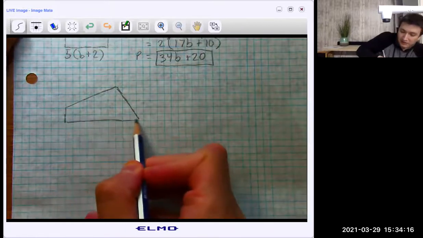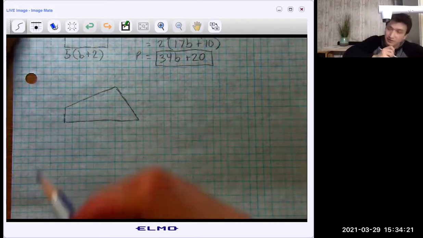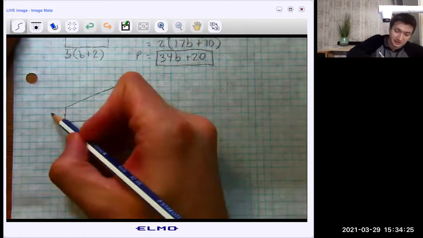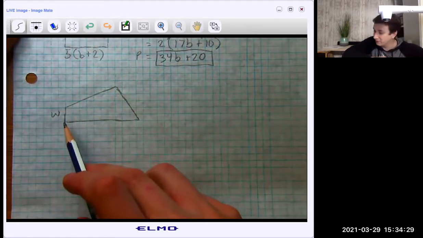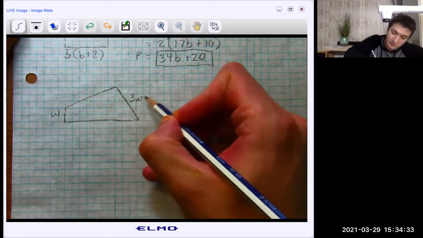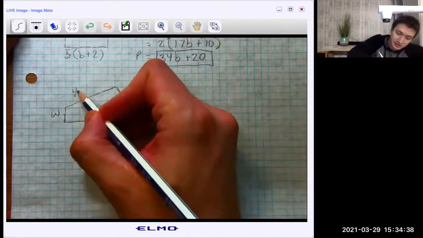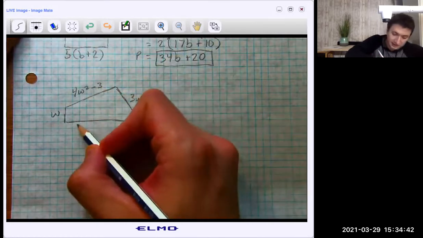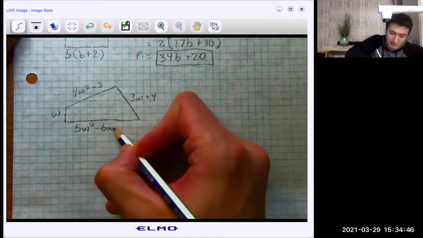Let's say we had this quadrilateral, so a 4-sided shape. And let's say we knew some of the measurements here. Actually, there's a big piece we don't know, and that's going to be W. Whatever W is, the side length here is W. This one over here is going to be 3W plus 4. This side length up here is 4W squared minus 3. And this side length down here is 5W squared minus 6W plus 1.